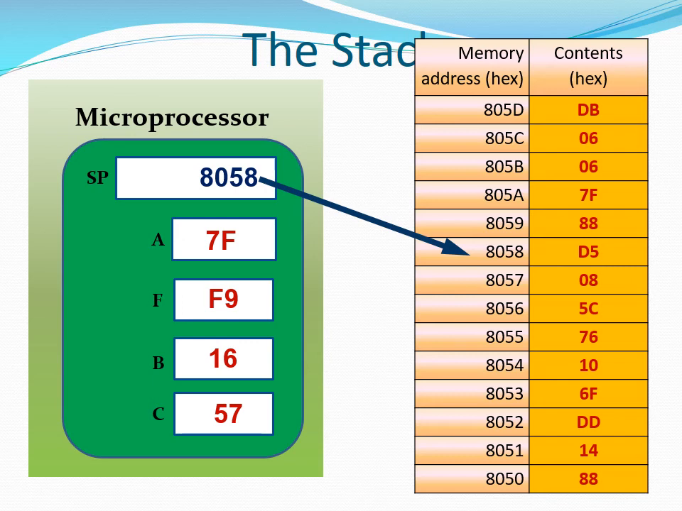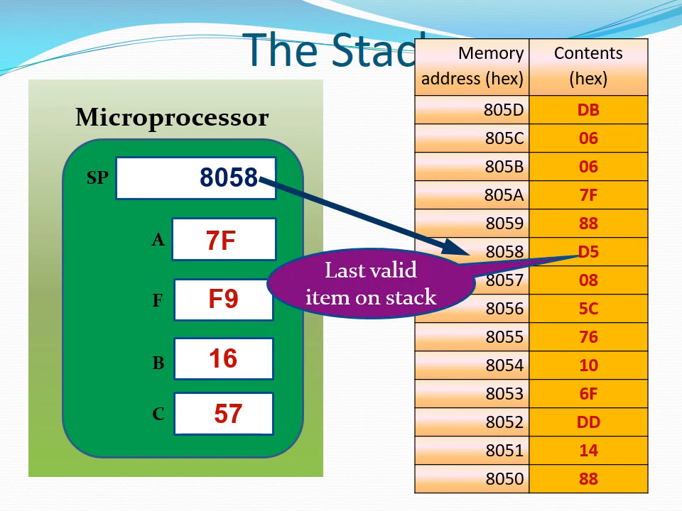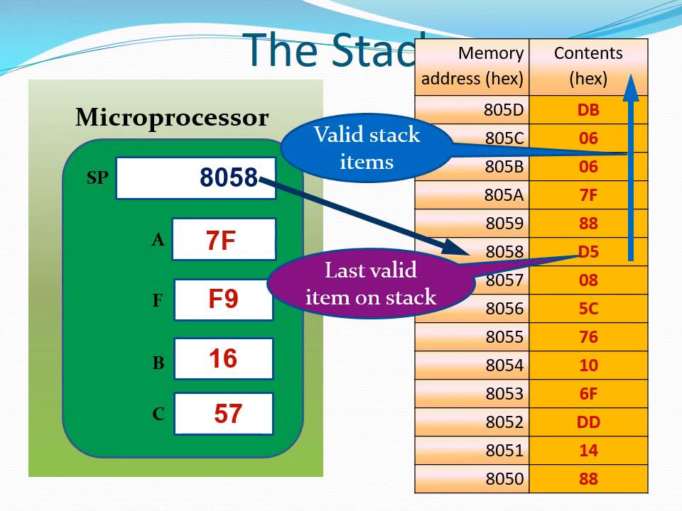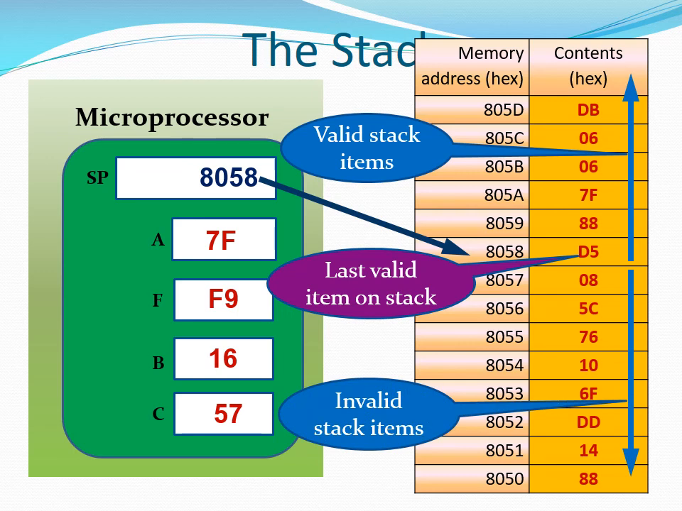At the present moment, the stack pointer contains 8058. This means that the address of the last valid item on the stack is 8058. Memory locations whose addresses are above 8058 contain valid stack items. Memory locations whose addresses are below 8058 contain invalid stack items.